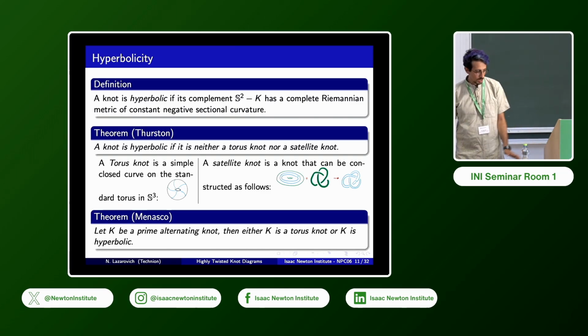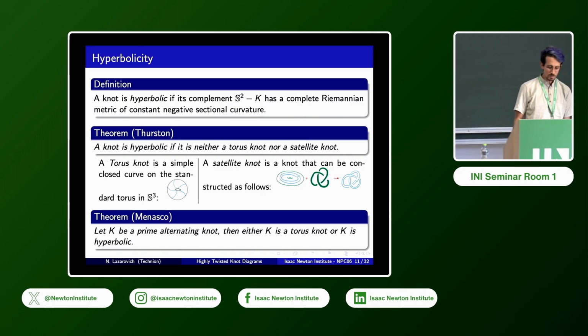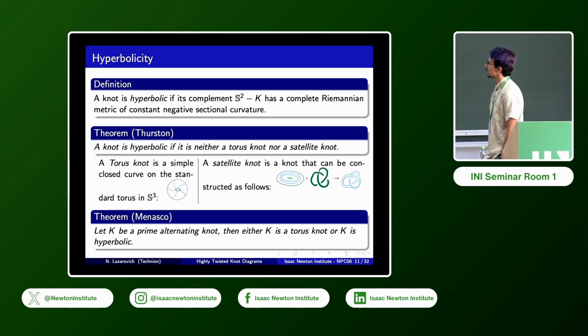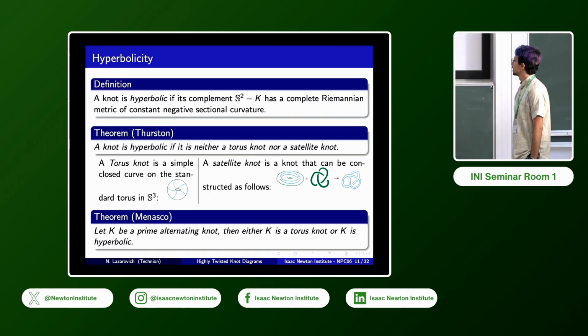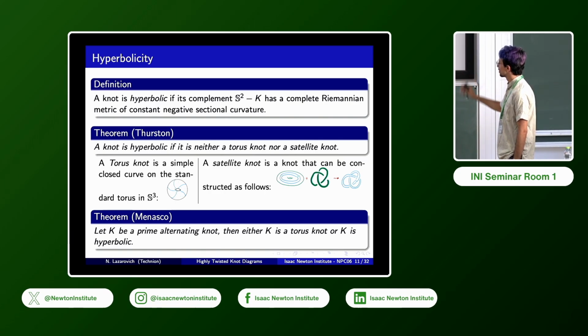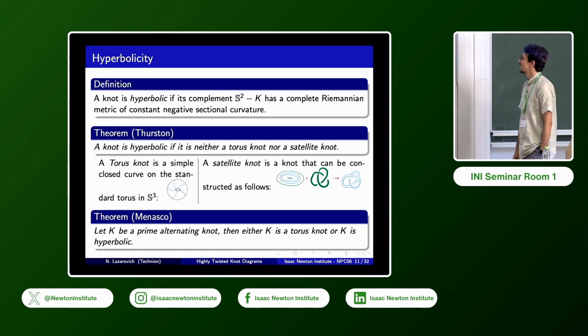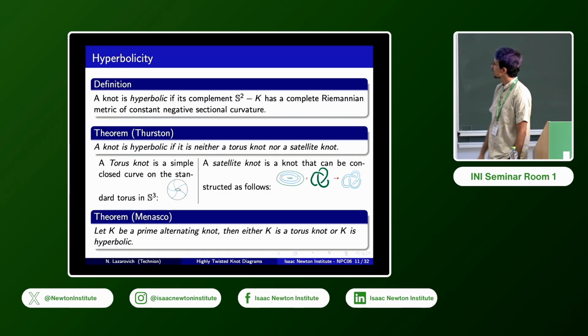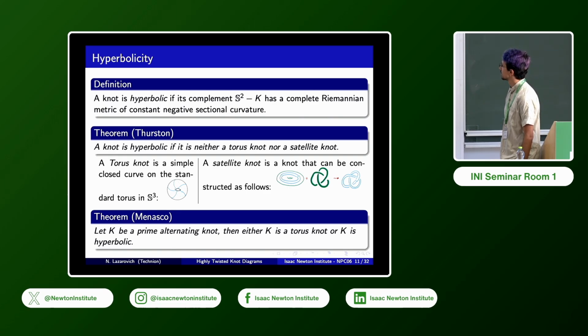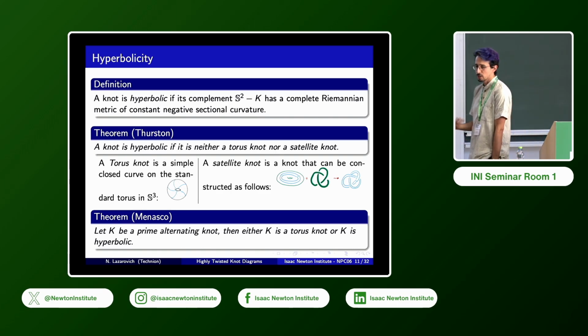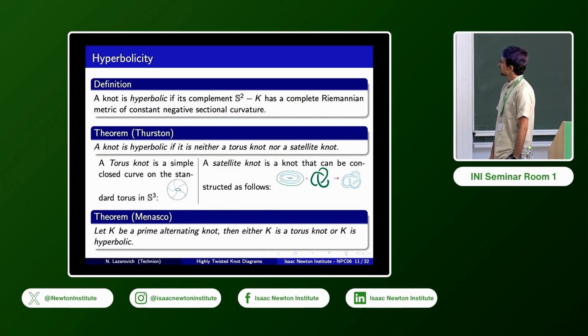Thurston. And Menasco used it to show that an alternating knot, which is not a torus knot, is hyperbolic. I missed the assumption prime. Maybe I'll mention it later. This is half of what we wanted, which is that the family of diagrams would tell us something about the knot. So in this instance, it tells us about hyperbolicity.